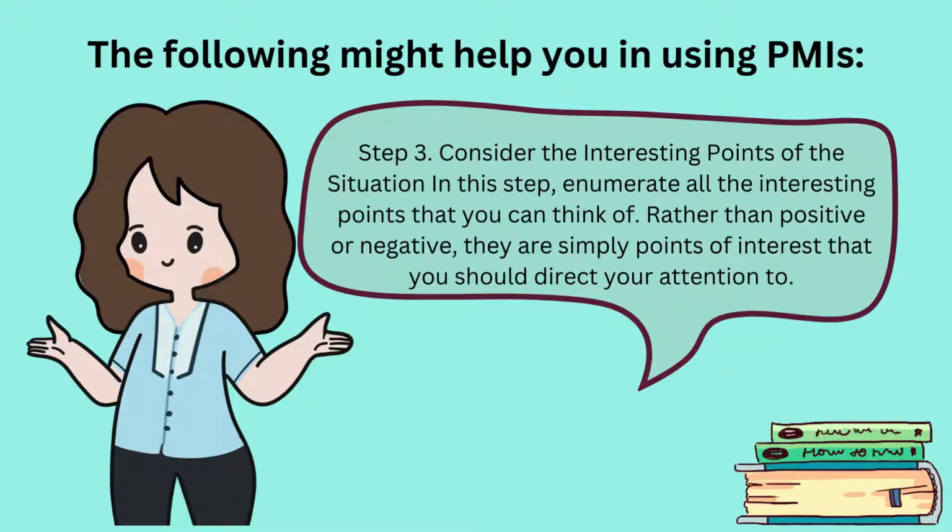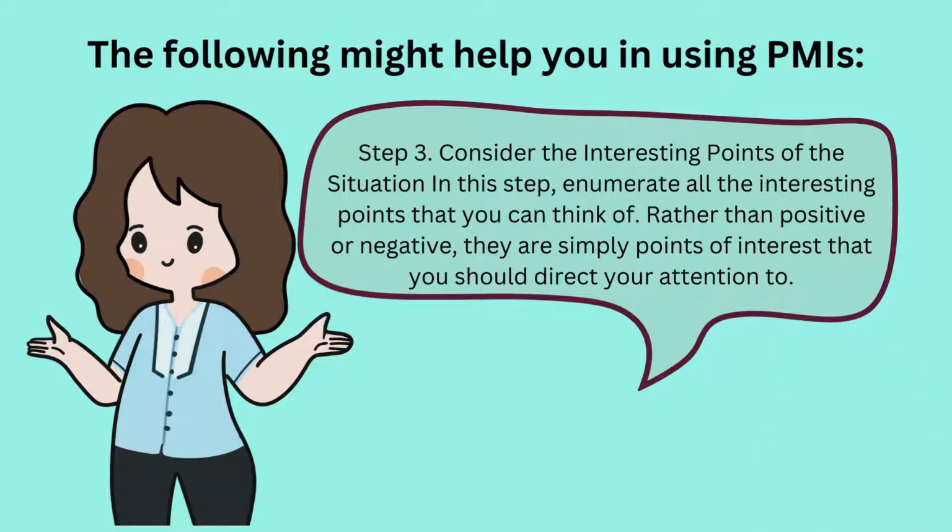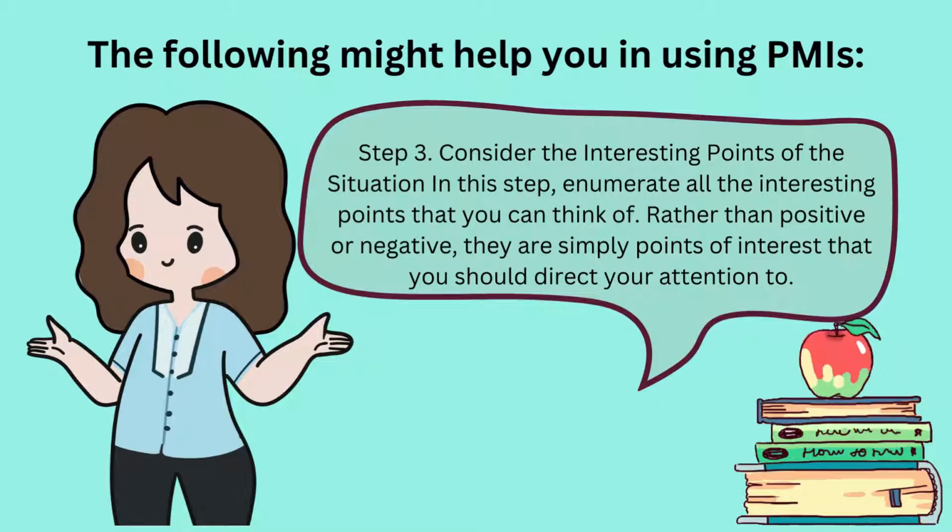Step 3. Consider the interesting points of the situation. In this step, enumerate all the interesting points that you can think of. Rather than positive or negative, they are simply points of interest that you should direct your attention to.